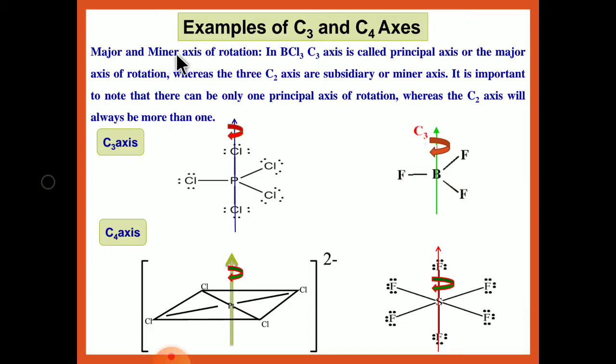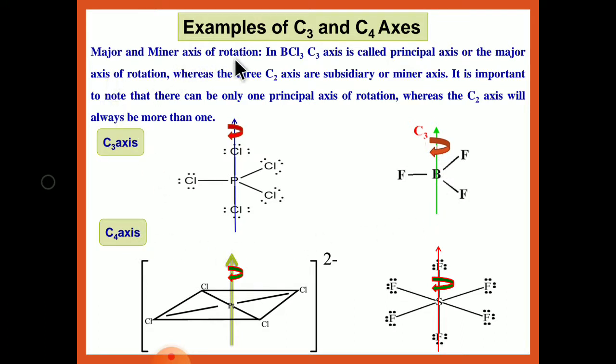So here the examples of C3 and C4 are given. This is the PCl5 molecule, and it possesses a C3 axis, which is passing through Cl, P, Cl, and three Cl atoms are situated at equatorial positions. The second example of a C3 molecule is BF3. Three fluorine atoms are attached to the central boron atom, which lie in a plane, and the C3 axis is passing through the central boron atom.